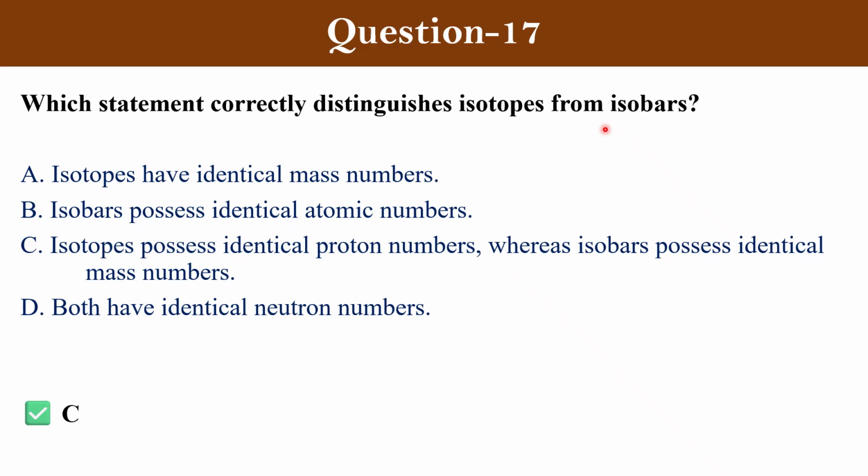Isotopes have the same proton number but different neutron numbers. Isobars have the same mass number but different atomic numbers. So isobars are different elements, because a different atomic number means a different number of protons, so they are not the same element.